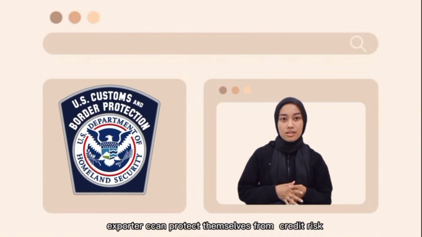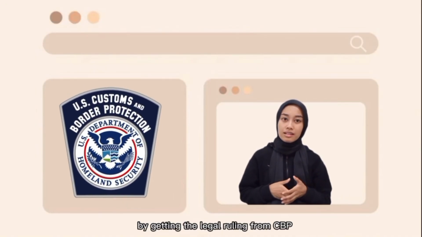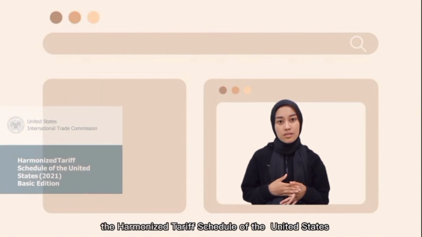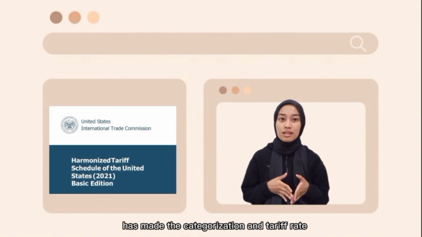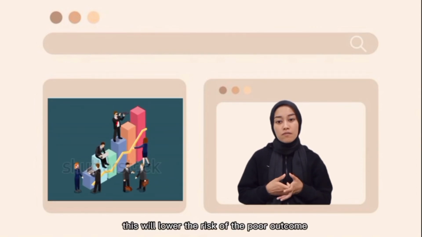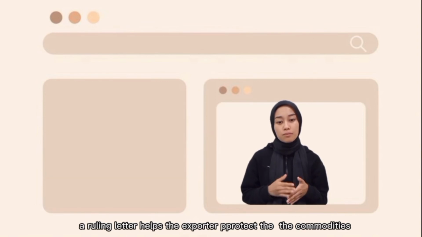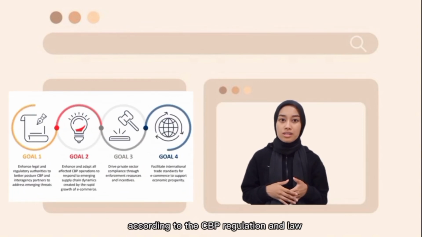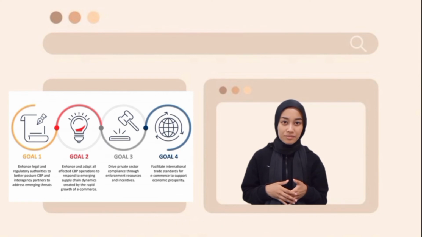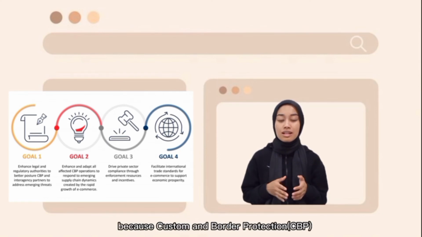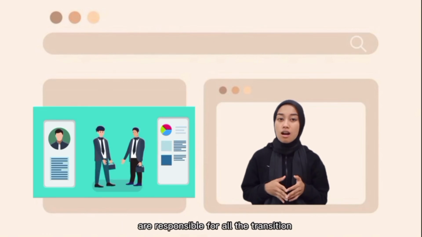Exporters can protect themselves from credit risk by getting a legal ruling from CBP regarding their items. The Harmonized Tariff Schedule of the United States has made the categorization and the tariff rate. This will lower the risk of a poor outcome. A ruling letter helps the exporter protect the commodities according to CBP regulation and law. Transactions are subject to regulation entirely because Customs and Border Protection is responsible for all the transactions.